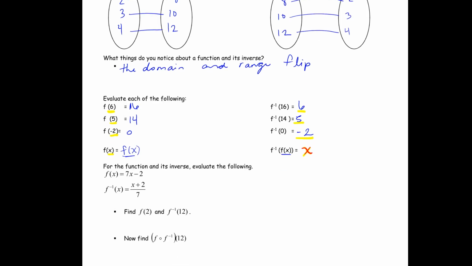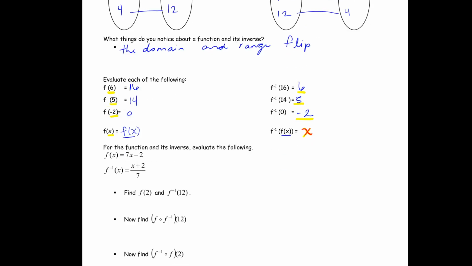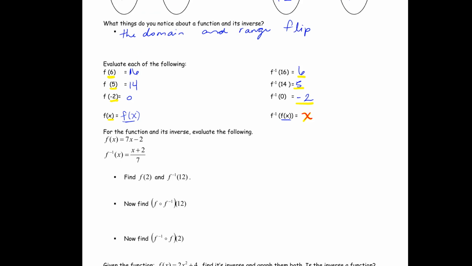Okay, so for the function and its inverse, evaluate the following. What would it be at f of 2? Well, if we plug that into these functions here, I'm plugging into function f. So f of 2 is equal to 7 times 2 minus 2, which would give me 12. And if that truly is the inverse function, what should it bring back? 2. Now, could you check it? Could you plug 12 into the actual inverse? Yeah, 12 plus 2 divided by 7 does come out to equal 2.